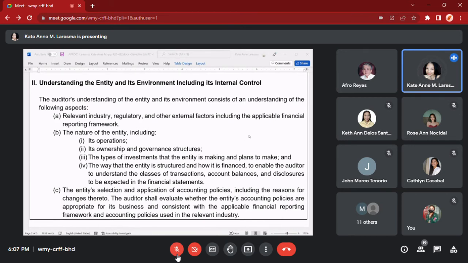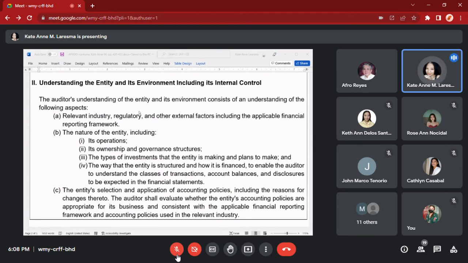A, relevant industry, regulatory, and other external factors including the applicable financial reporting framework. So, sabi po dito relevant. So, dito sa industry factors, kailangan po natin syempre ma-identify muna ang industry na kinabibilangan ng entity. Kung kamusta market dito, yung purchasing powers ng customers, lalo na ang competitions, saka kung seasonal ba ang activity ni entity o hindi.